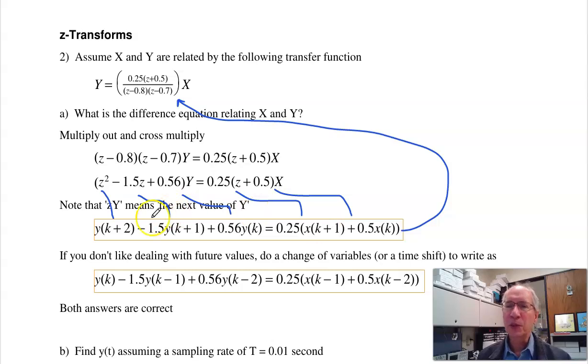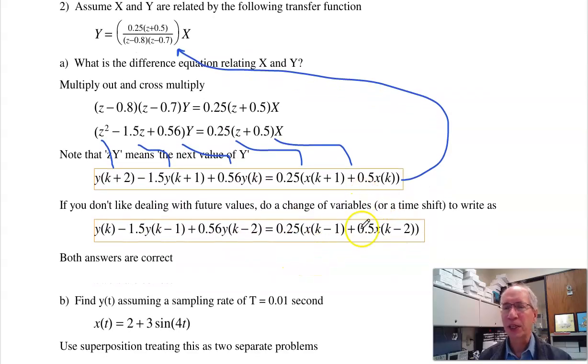Now sometimes people don't like using the future value, so I can do a change in variable or a time shift and shift everything by 2, in which case this becomes y of k minus 1, y of k minus 2. Either form's correct. It's whichever your preference is.